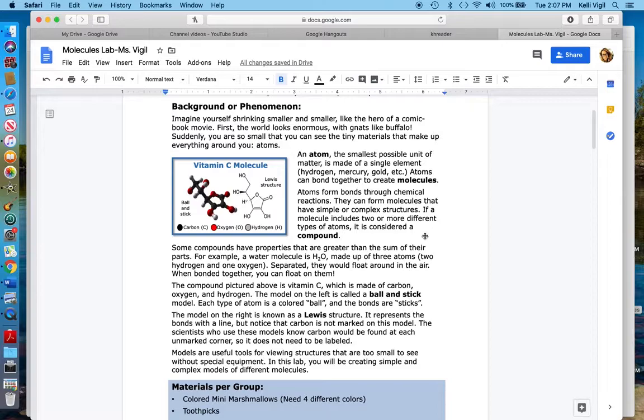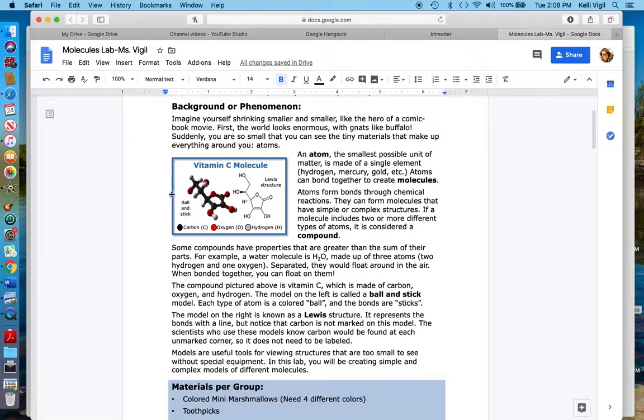For example, a water molecule is H2O, made up of 3 atoms, 2 hydrogens and 1 oxygen. Separated, they would float around in the air, and when bonded, you can float on them. Definitely took my brain a second, but H2O is water. We float on water. Got it. The compound pictured above is vitamin C, something we all should be taking right now with this virus going around. And vitamin C is made up of carbon, oxygen, and hydrogen.